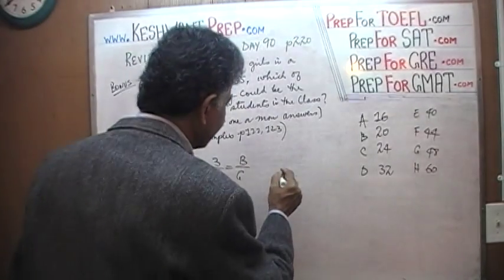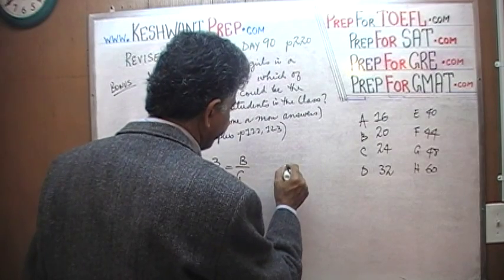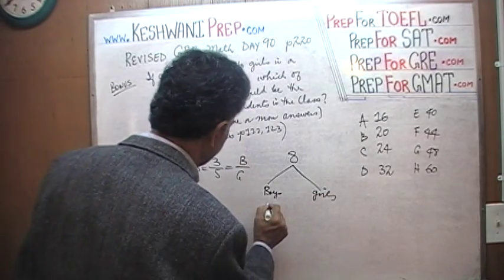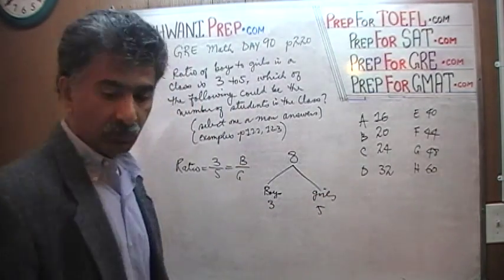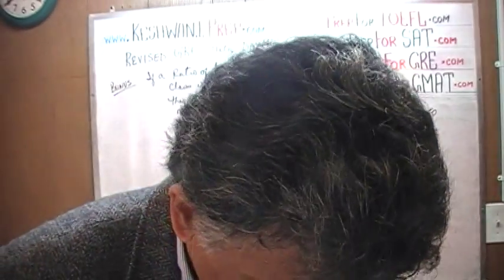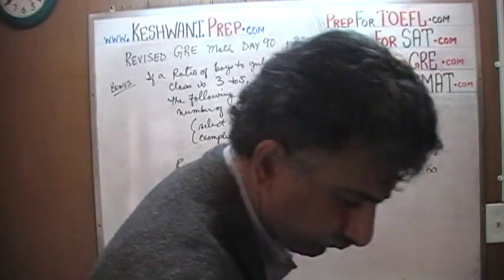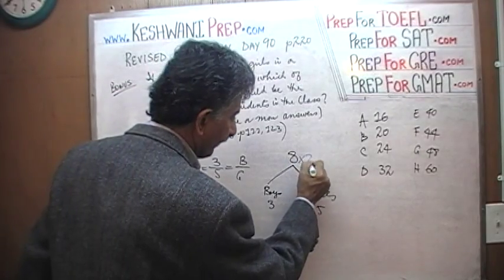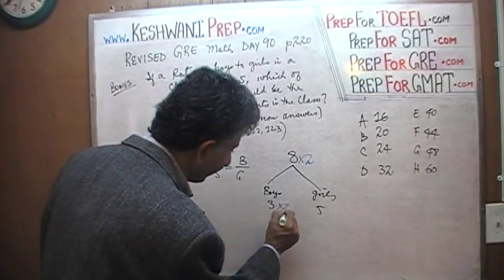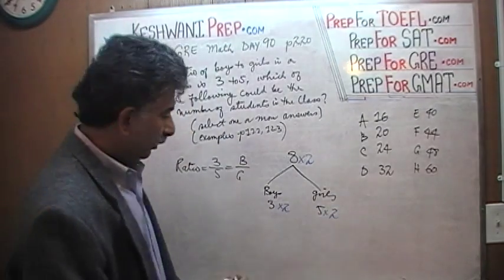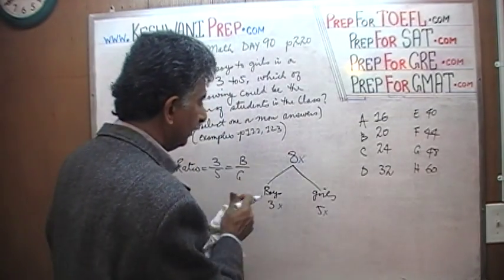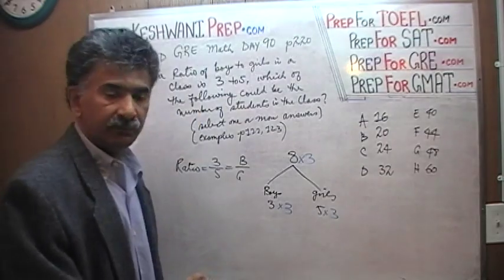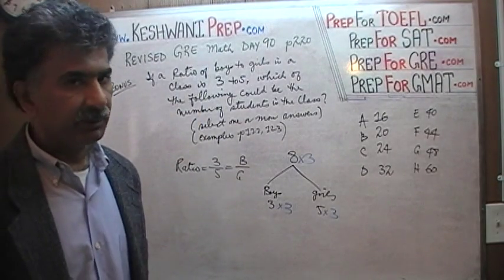In this class, it is possible for us to have 8 people, with 3 boys and 5 girls. Or we can have twice as many people, 16 people, in which case we have 6 boys and 10 girls. Or we can have 3 times as many people, which is 24, in which case we'll have 9 boys and 15 girls. We can have 24 people in the class, but we can't have 20 people.